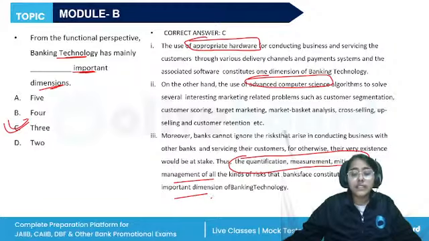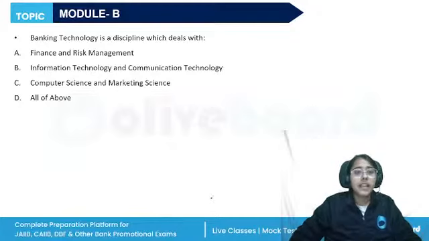So these are the three important dimensions of banking technology: hardware for providing services to the customers, various delivery channels, then advanced computer science for the marketing related problems like customer segmentation, customer scoring, etc., and risk management as well. Then banking technology is a discipline which deals with finance and risk management, information technology and communication technology, computer science and marketing science, or all of the above. So, all of the above.